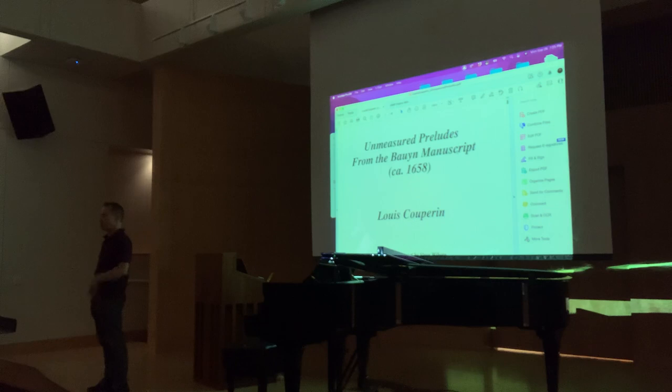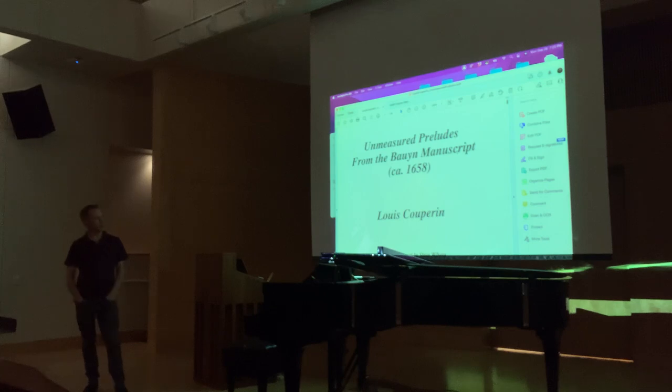We play some of his music, even as pianists. Not Louis Couperin, but his nephew, François Couperin, who's of the next generation. Louis is played rarely by pianists, more by harpsichordists. He didn't invent this genre, but I think he helped make it famous and helped codify it: the genre of the unmeasured prelude.